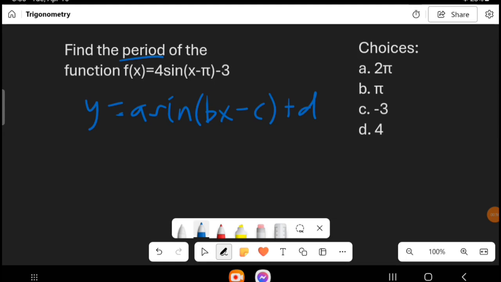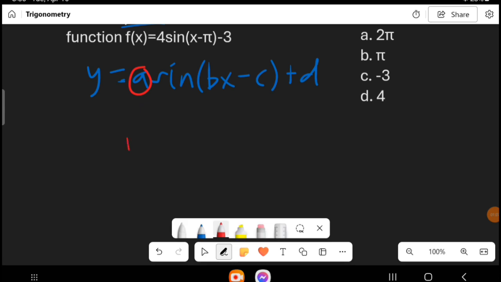Now here, a is our amplitude. Let's say we have a sine curve. Let's just draw a rough sketch. It looks like this. A is your amplitude, the distance from the midline up to the highest or lowest point. Let's say from this highest point up to the midline, that is our amplitude.